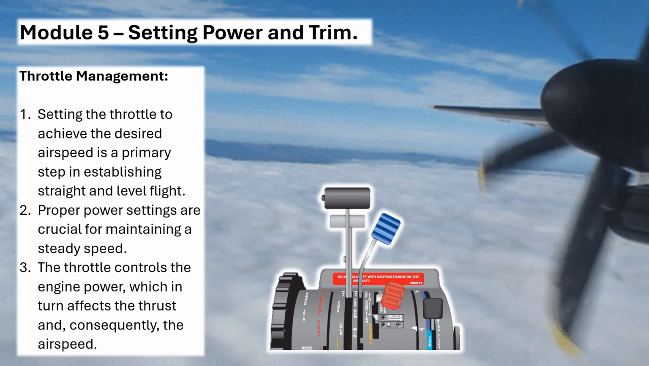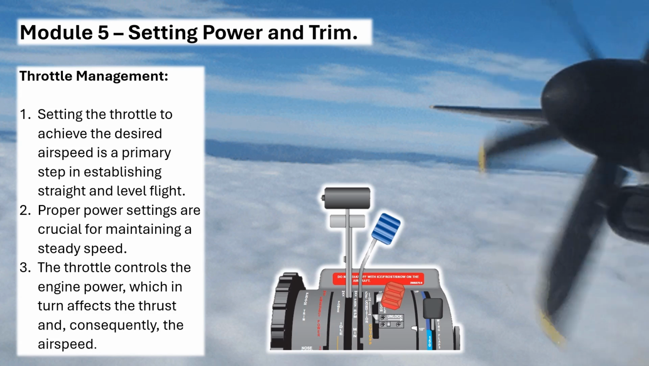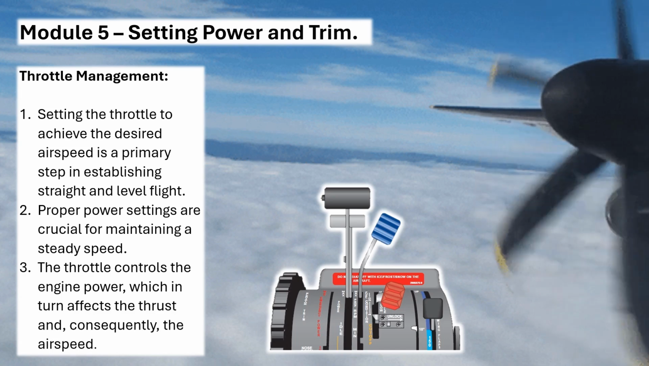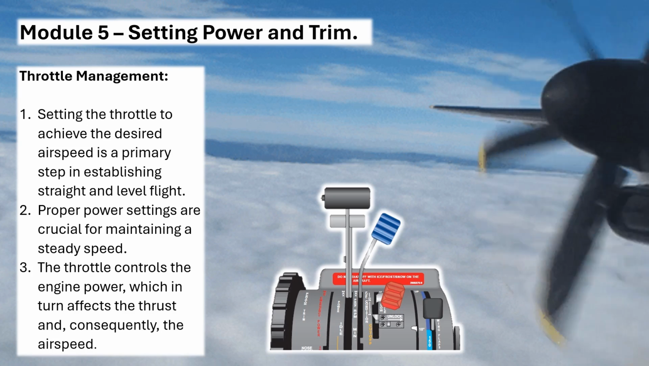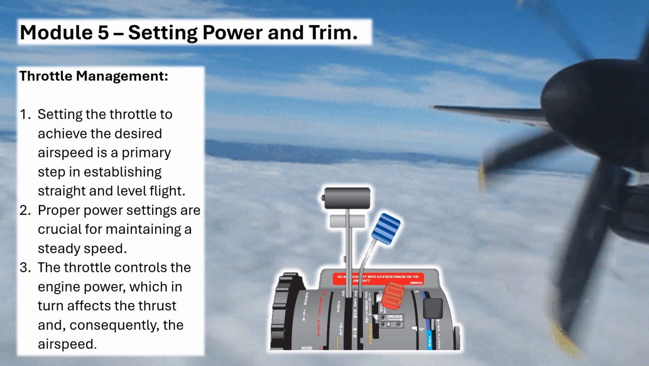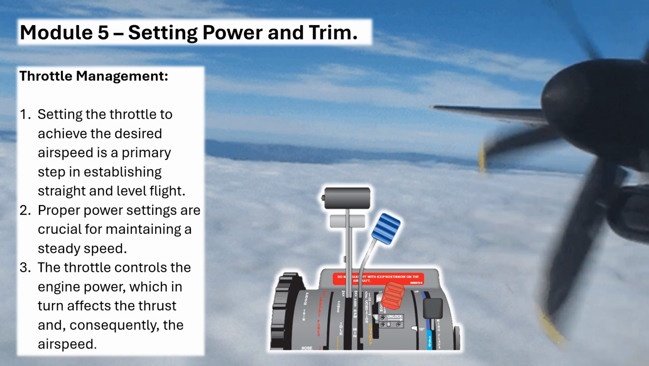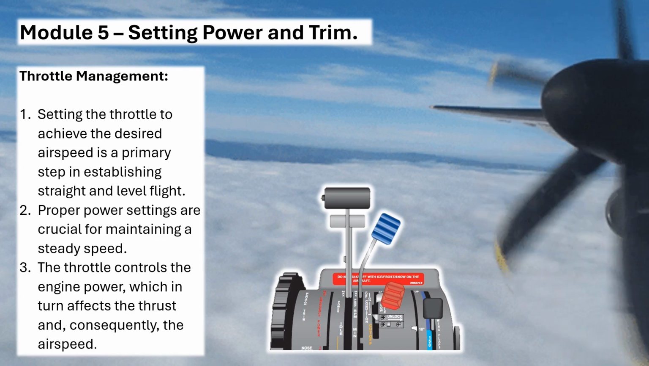Setting power and trim. Throttle management. 1. Setting the throttle to achieve the desired airspeed is a primary step in establishing straight and level flight. 2. Proper power settings are crucial for maintaining a steady speed. 3. The throttle controls the engine power, which in turn affects the thrust, and consequently, the airspeed.